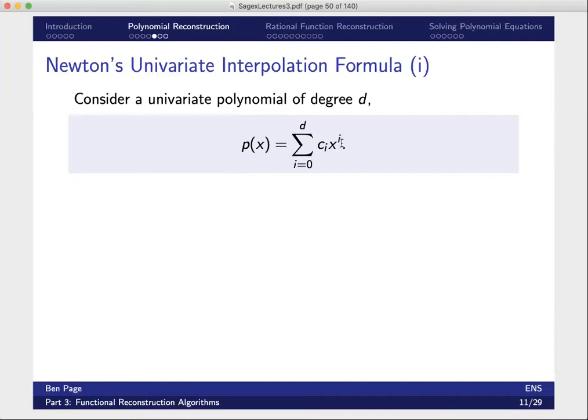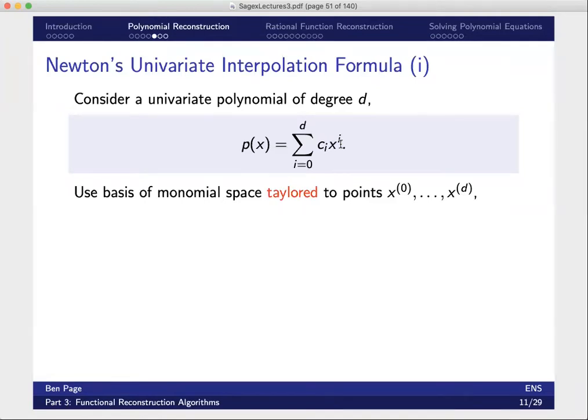And what this approach tells us is that x to the I, if we want to do this interpolation, is a bad basis of our monomial space. Instead, what you should do is pick a basis which is tailored to the sample points. In principle, we have a degree D polynomial, so we need D plus one sample points. Before you start, you may not know the degree, but we're just going to assume one for the moment, and we'll see that we'll be able to correct our assumption.